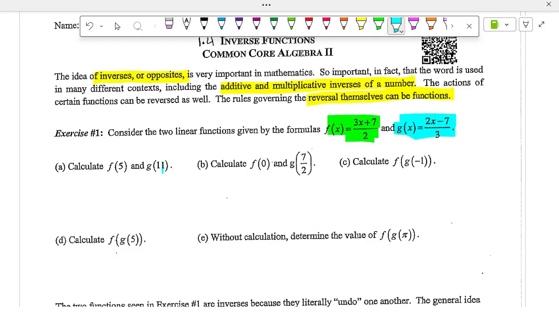Over there, underneath the calculator poster. So you're plugging in 5 for x in f of x, so in the green function. You're plugging in 11 for x in g of x, the blue function. So take a minute, evaluate those two functions.